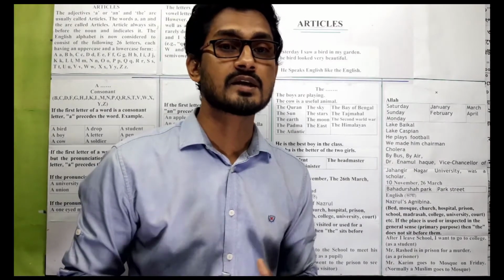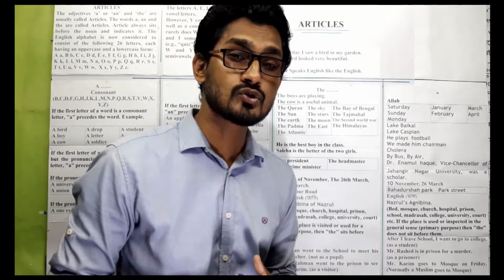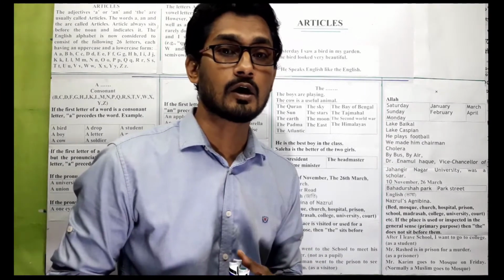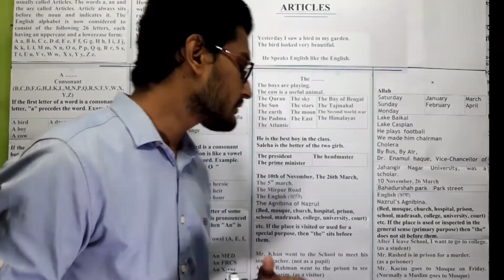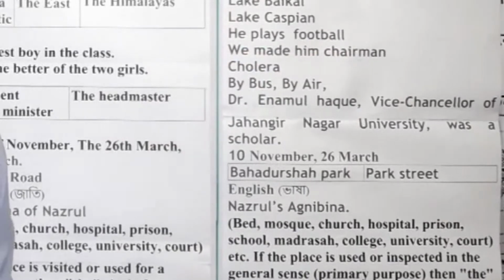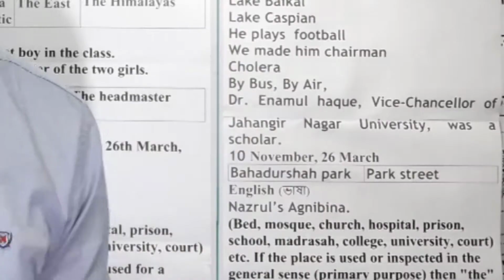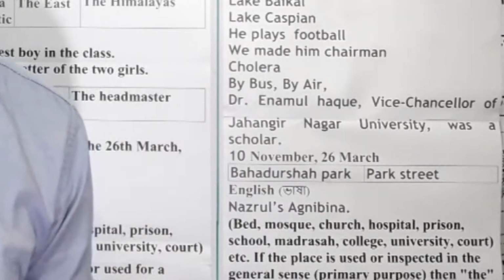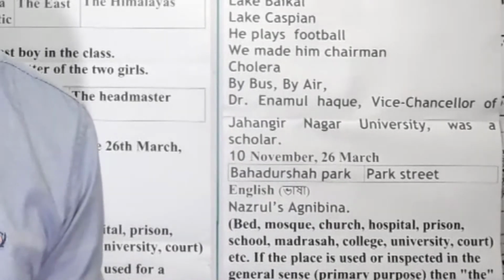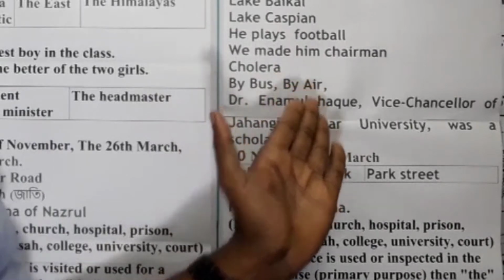Factitive verbs such as nominate, elect, select, make, appoint, crown, choose: the article does not sit before the complement of these verbs. Example: we made him chairman. The does not precede the name of the disease. Example: cholera. The article does not precede the travel vehicle or travel route. Example: by bus, by air.